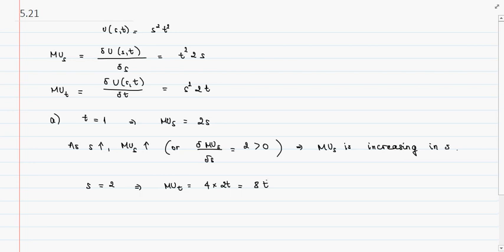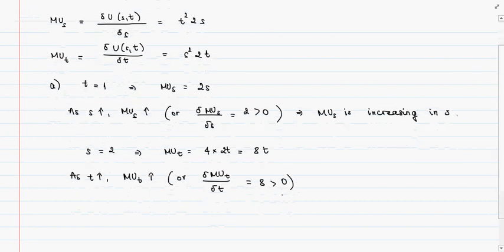Again, it's very obvious to see that whenever t is increasing, the marginal utility of t is also increasing. It's just obvious from the function here. Or if you take the derivative of the marginal utility of t with respect to t, you get 8, and because 8 is bigger than 0, we say that the marginal utility of t is increasing in t.